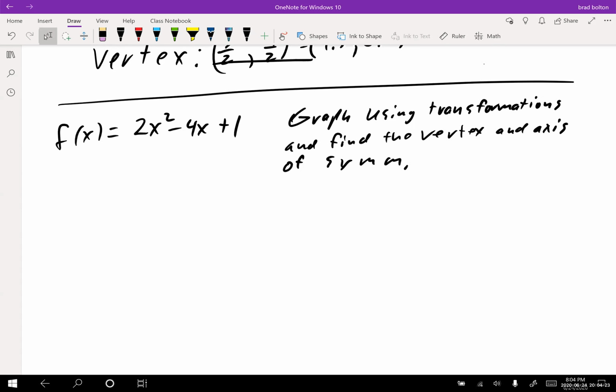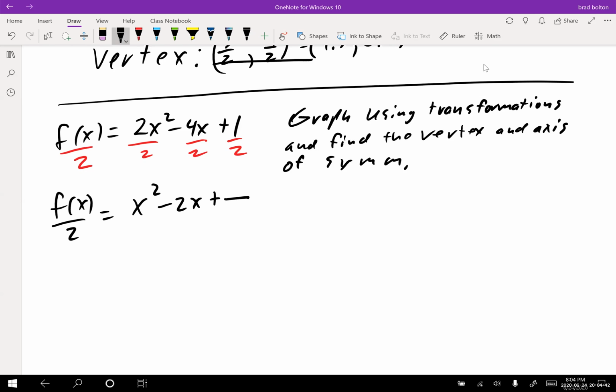Okay, so hopefully you guys unpause the video, and the very first thing you hopefully did was divide by 2, divide by 2, divide by 2, divide by 2, right? Remember, you always need a 1 in front. There's other ways to do this, but this is just how I was taught. So I'm just going to do f of x over 2 equals x squared minus 2x plus blank plus 1/2, right?